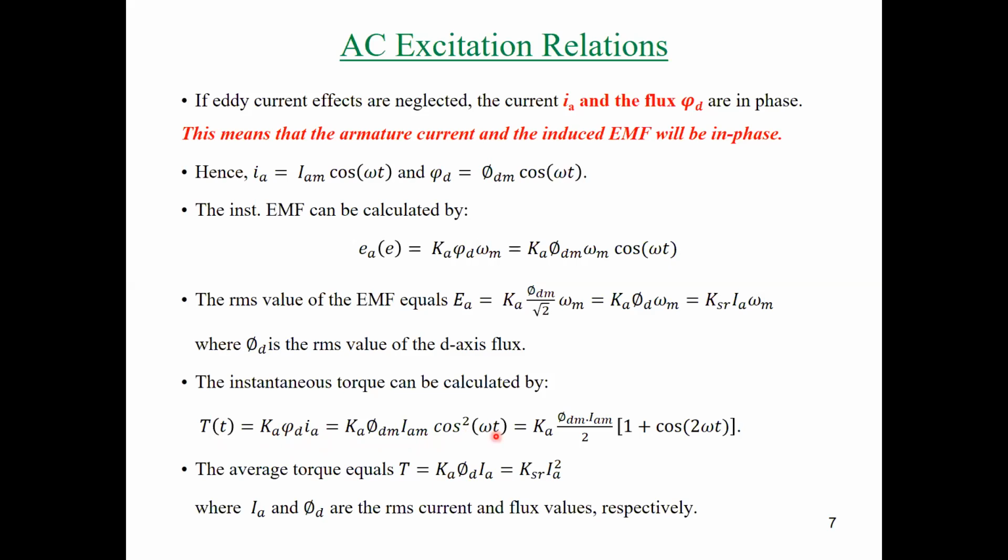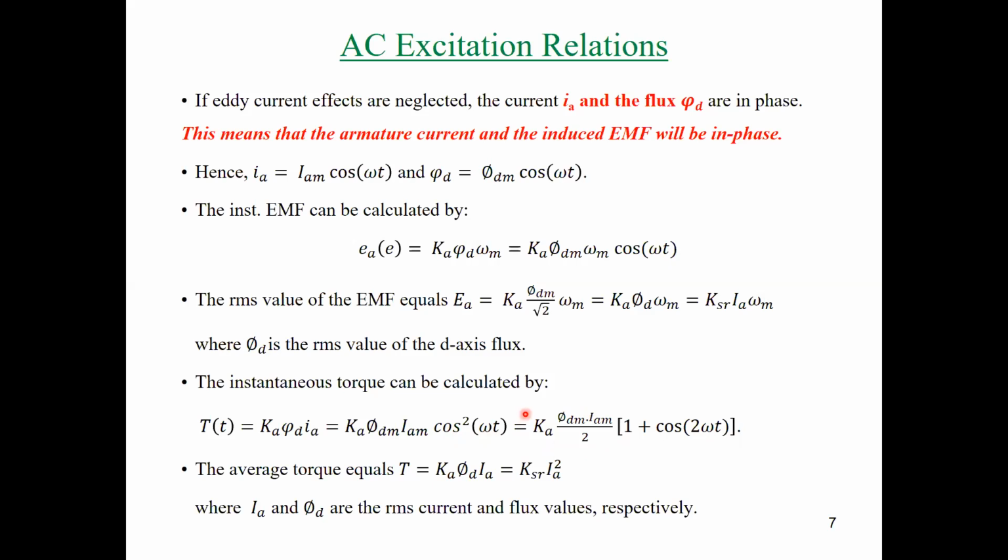Or we can represent it in RMS values. We can replace cosine square omega t by 1/2 multiplied by 1 plus cosine 2 omega t. So this is the relation which represents the instantaneous torque. However, for torque, we need to calculate the average torque.